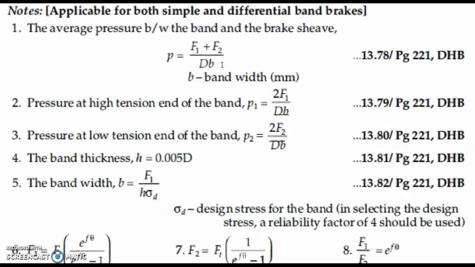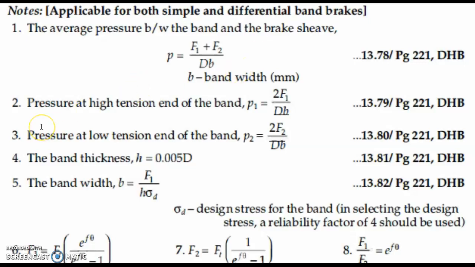That is in our data book, page number 268, equation number 13.18K. You can read the values from your data book. P is equal to (F1 plus F2) divided by dB. In our data book they are using capital B, but actually that is a small letter b. b is the bandwidth.